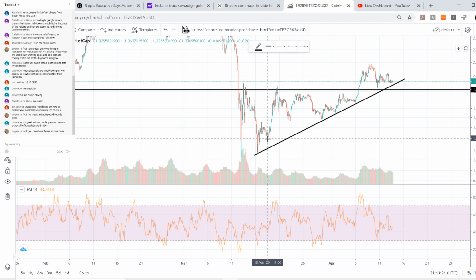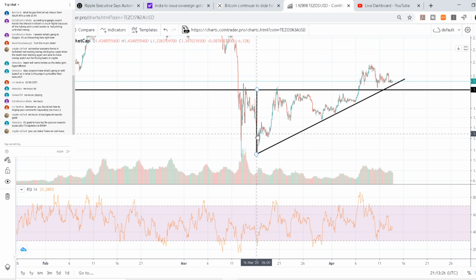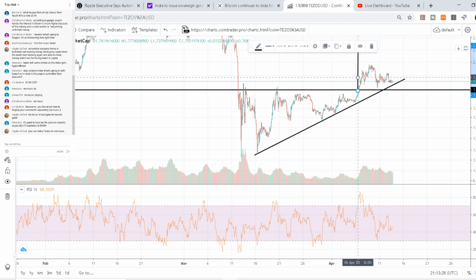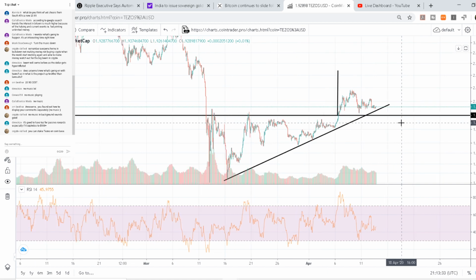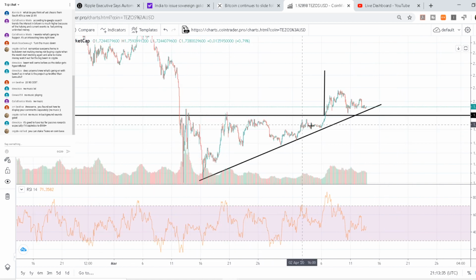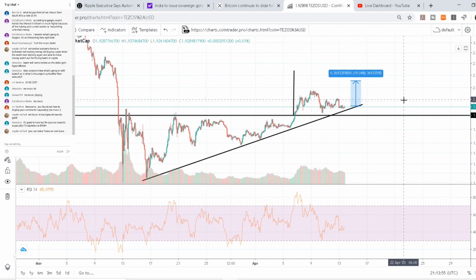So if we measure the target of this particular pattern for Tezos, and this is on a 2-hour chart, if we take it to the top here, the upside is still there. If this pattern is to be measured and the measured move comes somewhere near 0.247, say 80% of that will be achieved, around 0.23. So what is left for Tezos from that area to 80% of that is around 20% upside still remaining.